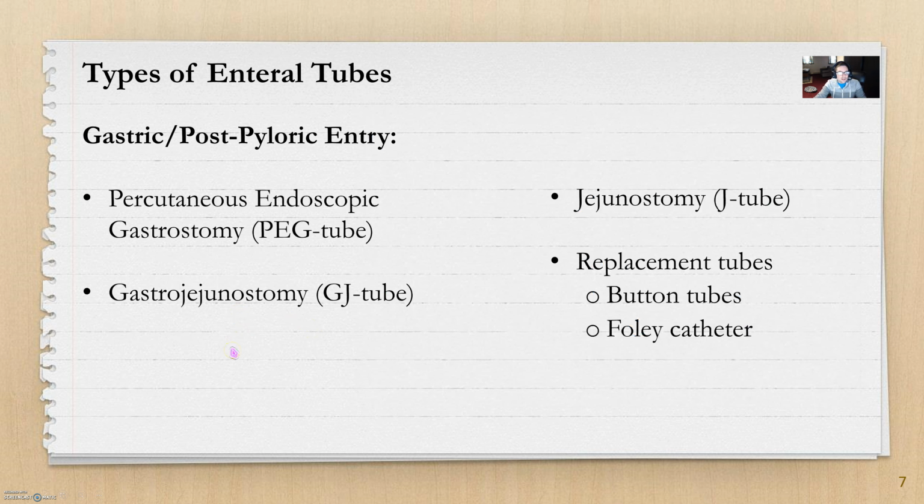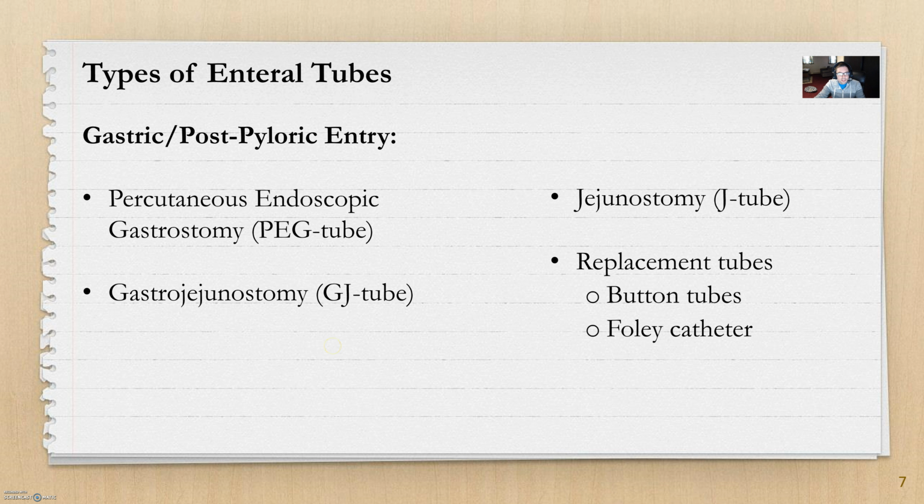And then I'd also like to go over types of enteral tubes. So these are gastric tubes or post-pyloric entry tubes. There are three main ones, and the first one is the PEG tube, the percutaneous endoscopic gastrostomy tube. This is the one you're going to see most often, and this is the one that most of our patients, when they refer to having a G tube, that's what they're talking about.